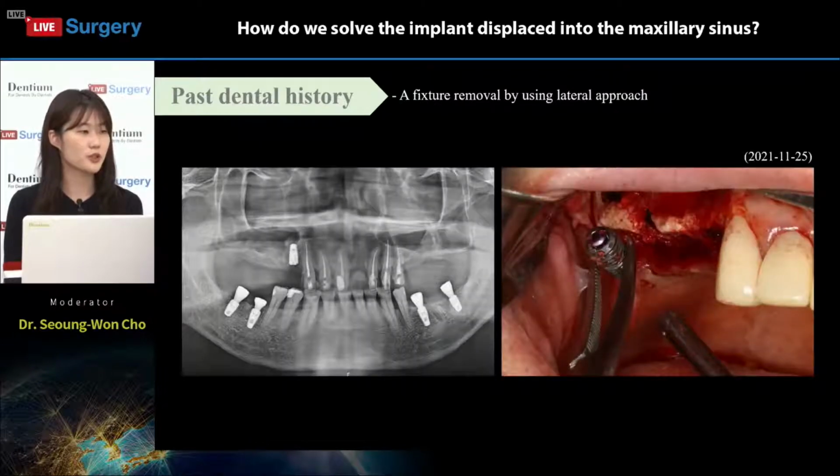A proper solution to the fixture displaced into the maxillary sinus is to remove it. In order to remove it, you need to make a lateral window, make an incision to the sinus membrane, and then make an approach into the sinus. In this case, the fixture was removed through a lateral approach. On the right side is the picture of the fixture.